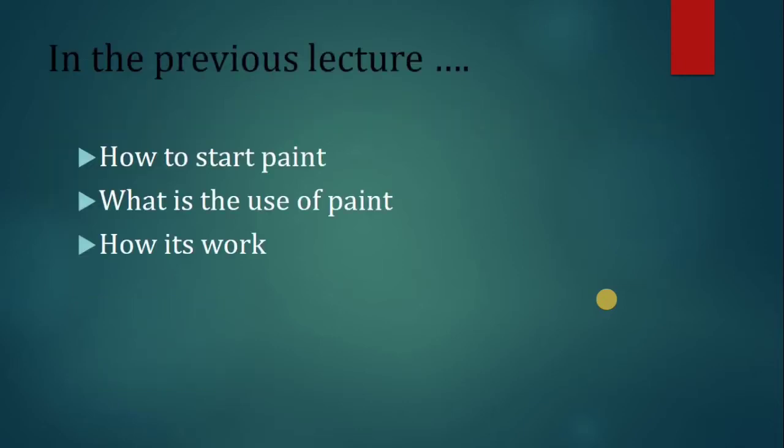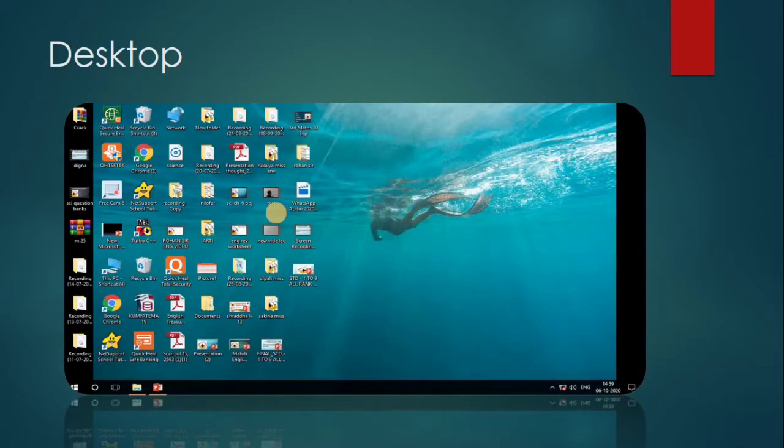Now see, in the previous lecture what we studied. The first topic that we studied in the previous lecture is how to start paint, what is the use of paint and how it works. These three things we learned in the previous lecture. So see the short description.